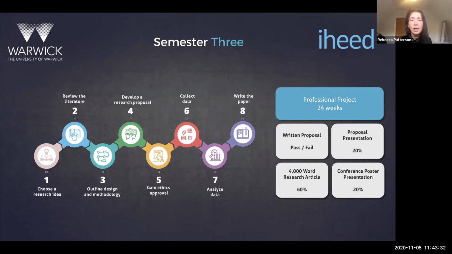And you will have an hour each week, on average, with your own personal supervisor to run through your research proposal and see how it's progressing and make sure you stay on track.